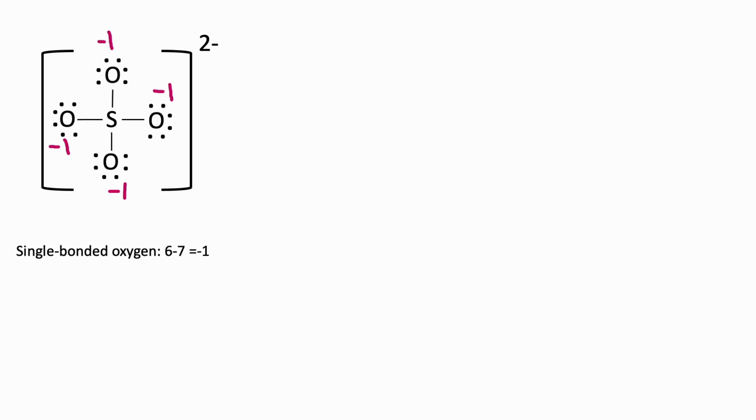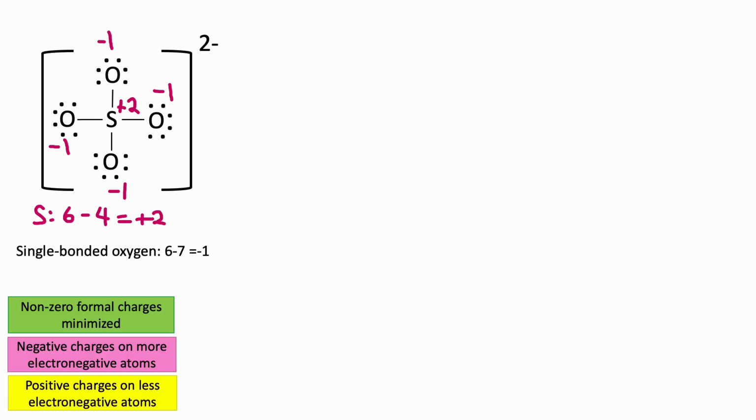Now let's look at sulfur. Sulfur normally has 6 valence electrons. In this particular case, it has 4 shared electrons, no unshared electrons, and so we have 6 minus 4 is +2. And I want you to think back to the rules of formal charge, which is that non-zero formal charges should be minimized. So you should have as few as possible atoms having a non-zero formal charge. How many atoms do we have that have a non-zero formal charge in this molecule? None.